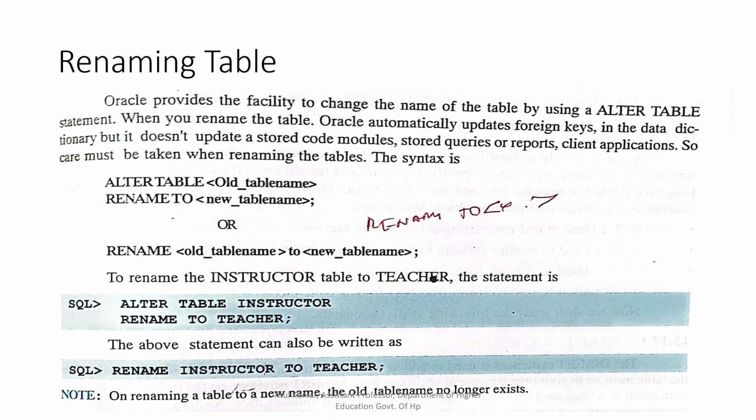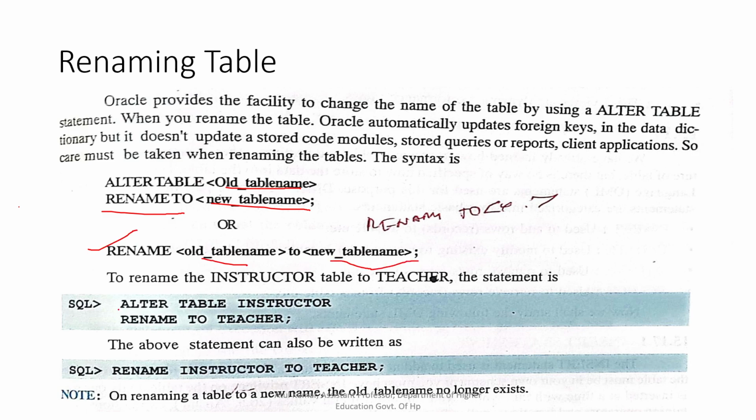Also, the next important DDL command is renaming a table. If we want to change the name of the table, then this is also possible, and this also comes under DDL commands. In order to rename a table, we have a syntax like this: alter table, then the older table name, rename to new table name. We can also use this command: rename older table name to new table name.